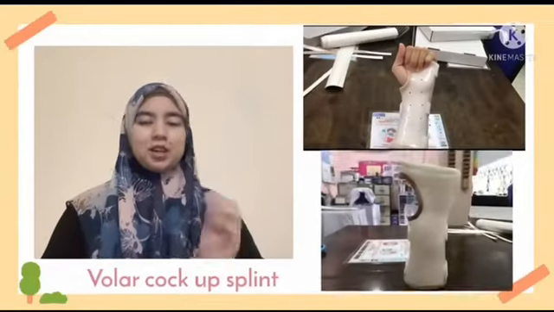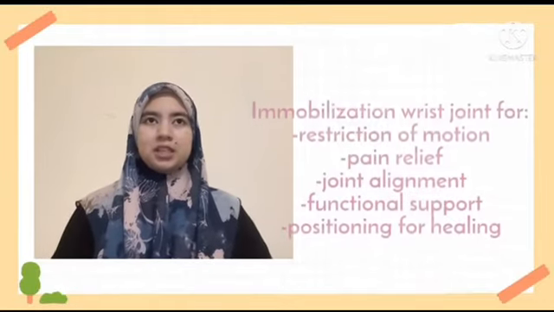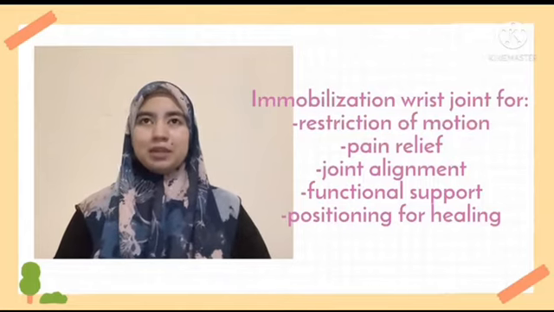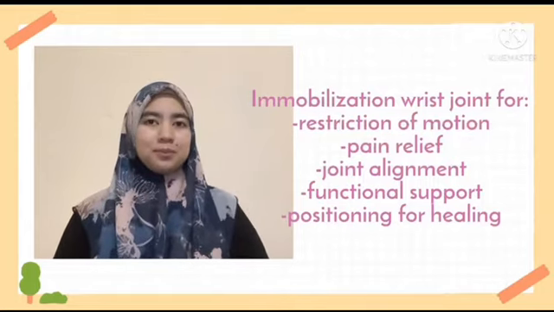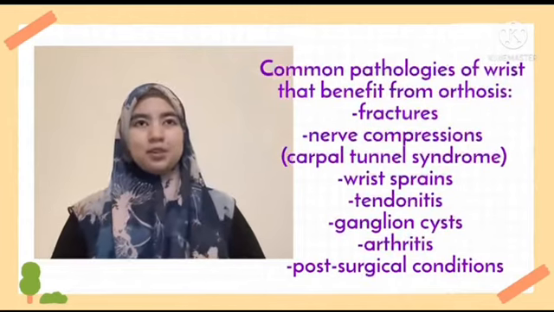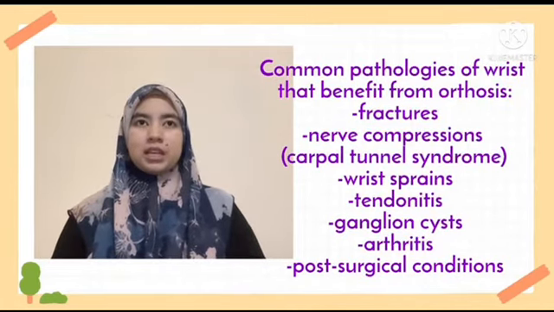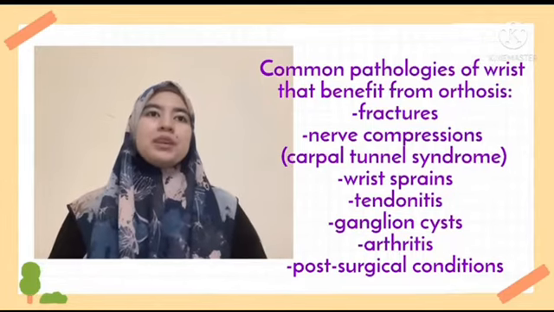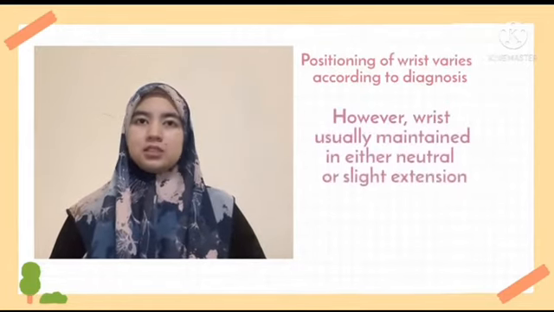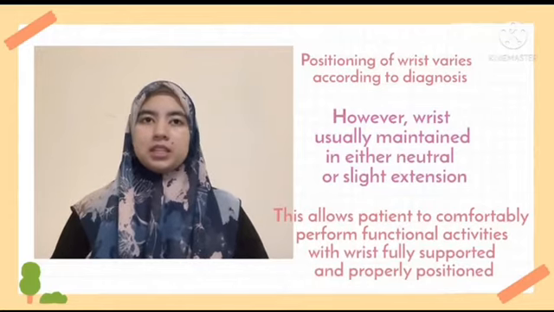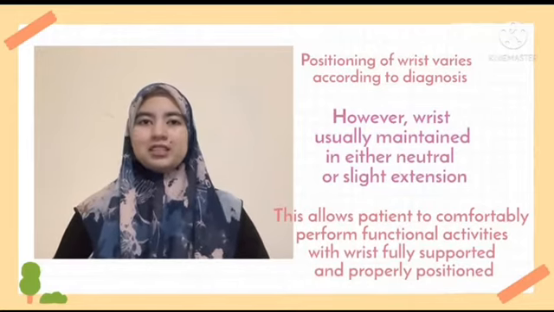This is a volar splint. It's immobilization of the wrist joint for restoration of motion, pain relief, joint alignment, functional support, and positioning for healing. The most common pathologies of the wrist that benefit from this orthosis include carpal tunnel syndrome. Positioning of the wrist varies according to the diagnosis. However, the wrist is usually maintained in either neutral or slight extension.